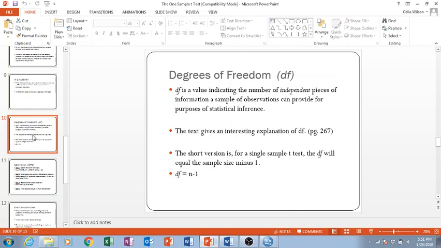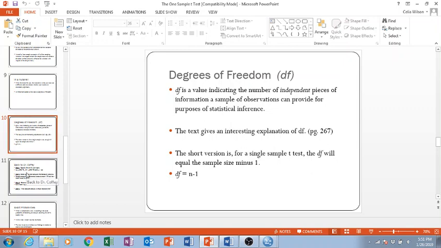But degrees of freedom is a value indicating the number of independent pieces of information a sample of observations can provide. There's a further explanation in the text, but the short version is, for a single sample t-test, the degrees of freedom will equal the sample size minus 1. And that degrees of freedom is going to provide us where on the t-tables we need to look to find those critical values and those probability values.